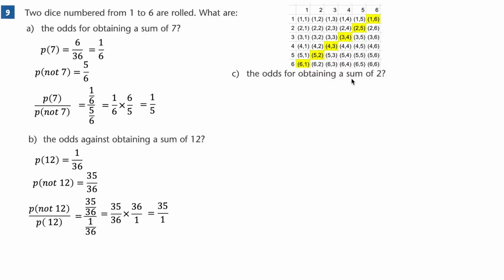C, the odds of obtaining a sum of 2. There's only one pair that will give you a sum of 2, 1 and 1. The probability of getting a 2 is 1 out of 36. The probability of not getting a 2 is 35 out of 36.